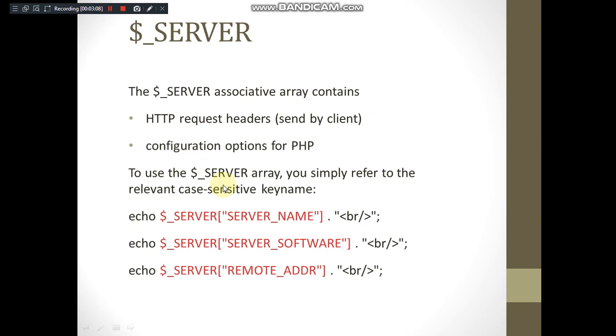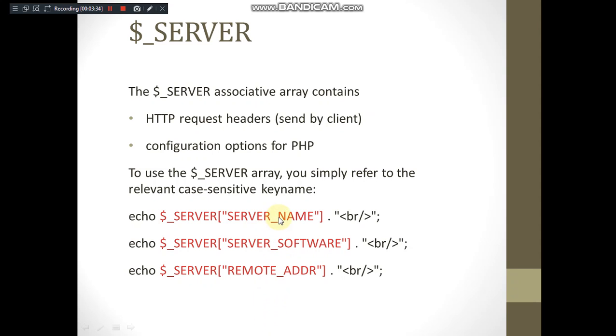To use the $_SERVER array, we simply have to use the relevant case sensitive key names like this. It's storing the server side details like server name, server software. These are all built-in keys because the array itself is built-in. Keys are also provided. They are case sensitive, and we should use the same name in order to know all these details.